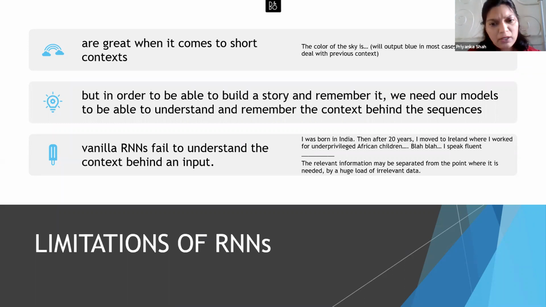Predictions could be multiple, of course. It could be a series of predictions with probabilities. So maybe I speak Hindi, for example, being the Indian language, could be outputted with a 70% probability. The fact that I worked for African children may be outputted with a probability of around 50%, for example. So those could be the possibilities, but the important thing to remember is that it has to go back in time and remember all the context.